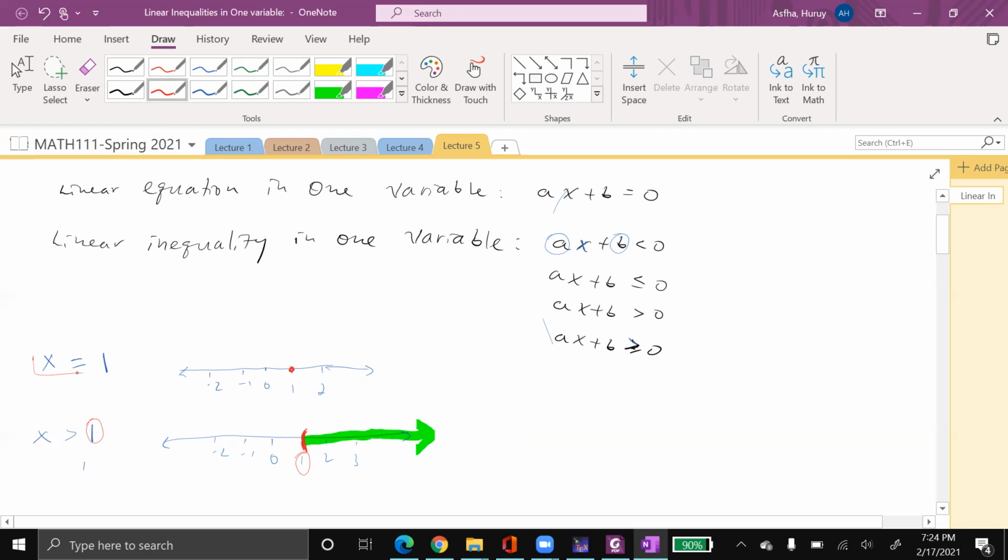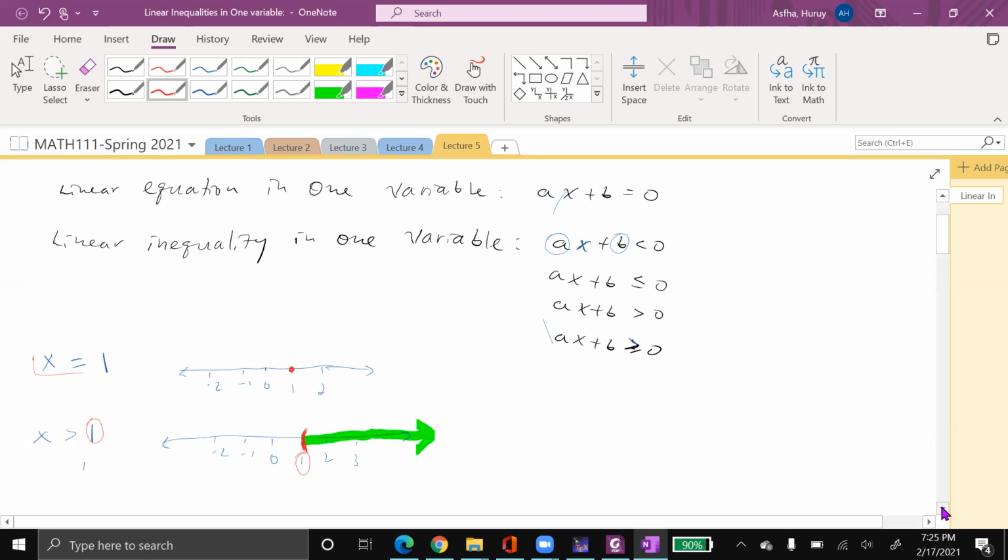So this is the difference between the solution of a linear equation and a linear inequality. For a linear inequality, the solution is not just a point; it's a group of numbers, or an interval. I would say an interval would be a better phrase. But this one is just a point.